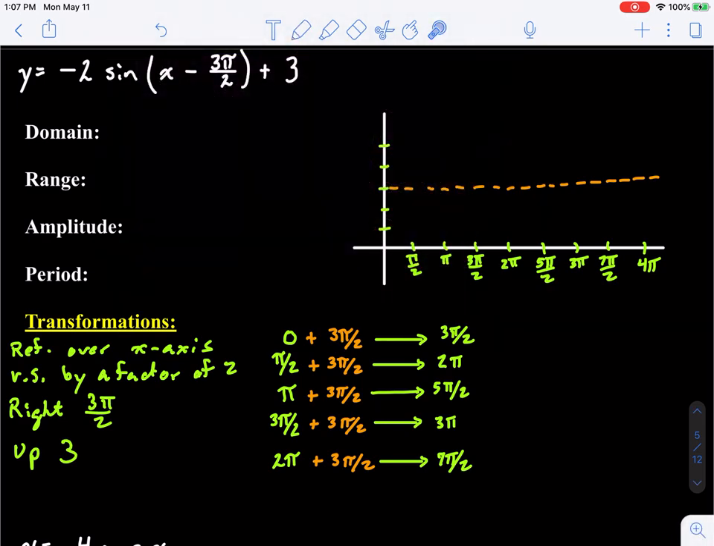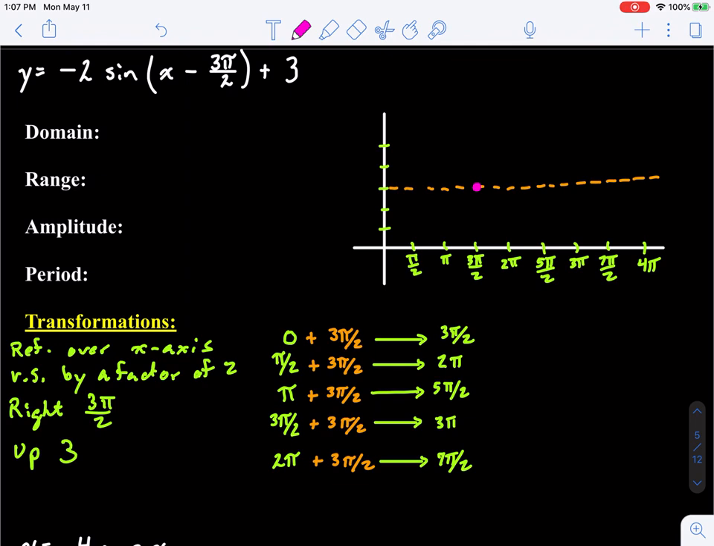All right, so the first point is going to be at an x value of 3 pi over 2. And remember, the sine graph always starts on the central axis. So at 3 pi over 2, you're going to be at the central axis of 3.